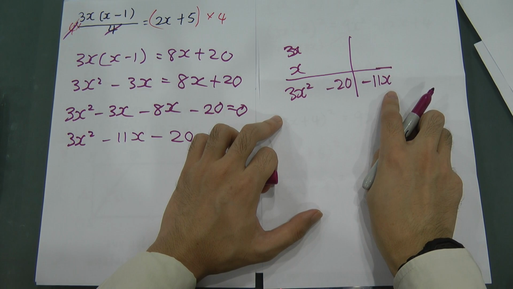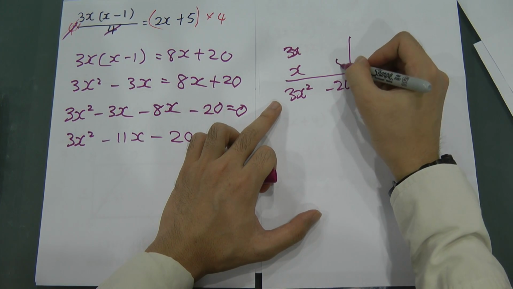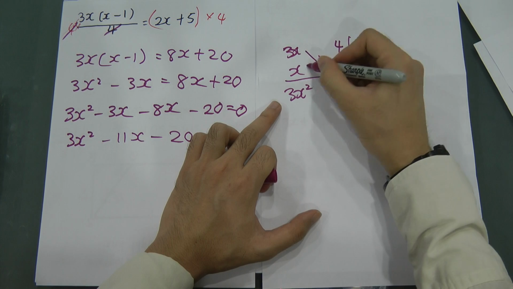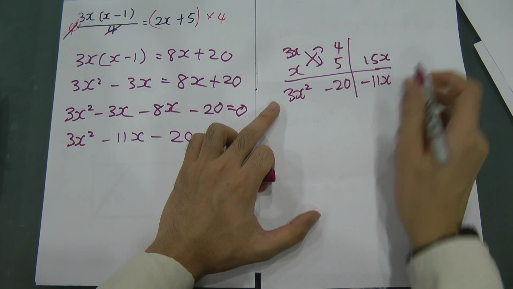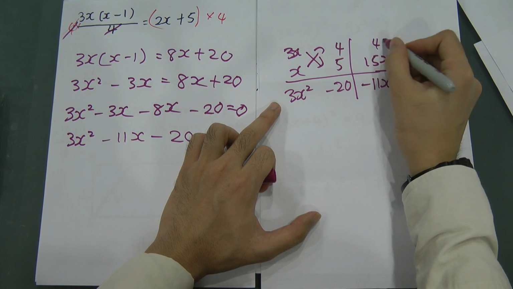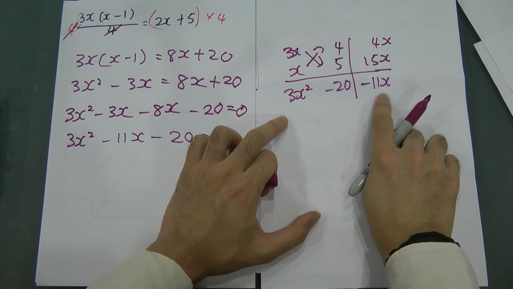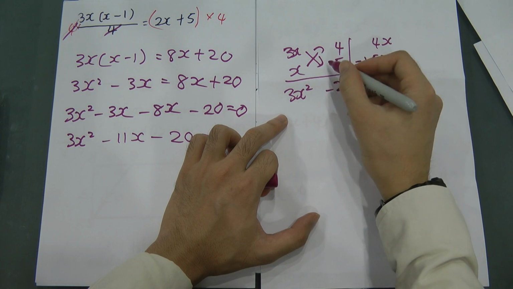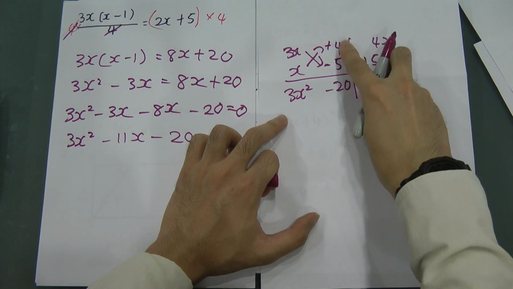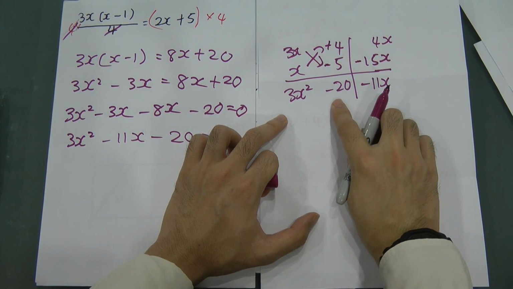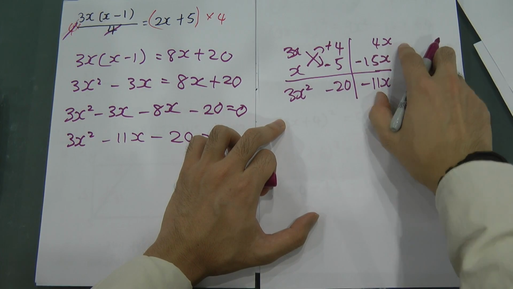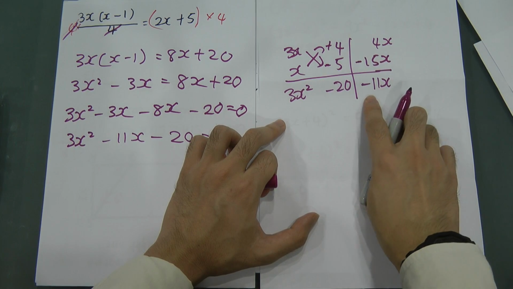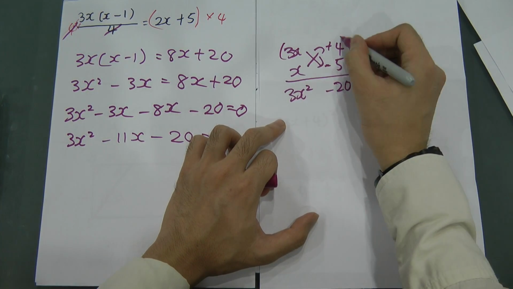15 and 4. 15 and 4, though I know this one is 5, 4. Because crossover multiply, 3x multiply 5, we will get 15x. X multiply 4, I will get 4x. And then I want to get -11x, I know negative I put here. So negative here will be positive. So positive 4 multiply -5, we got -20, yes. 3x multiply x, we got 3x squared, yes. And then 4x plus -15x, we got -11x, yes. So this one is correct.